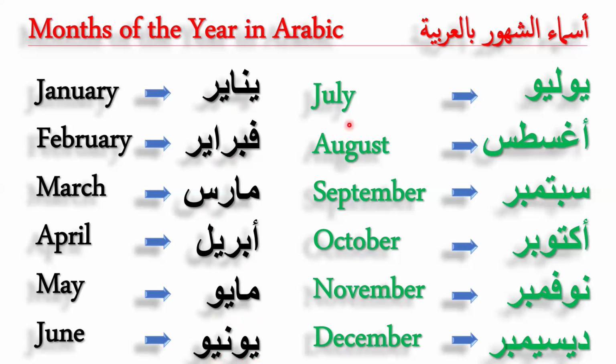And now, let's go ahead. July, يوليو. August, أغسطس. September, سبتمبر.